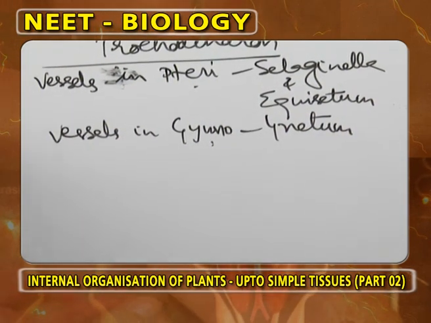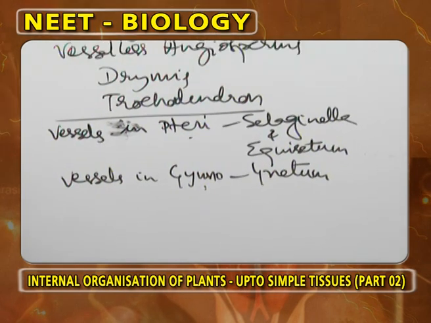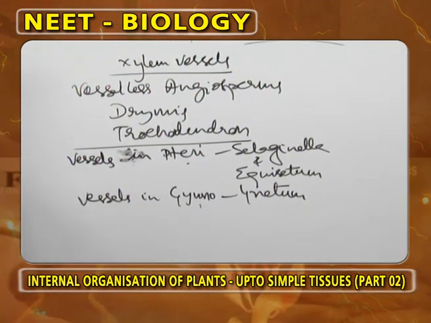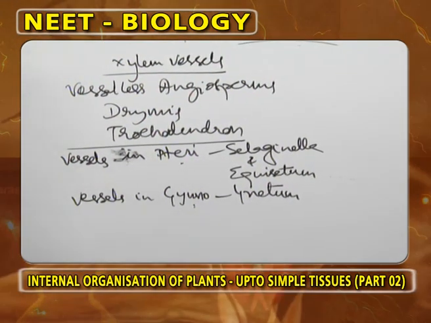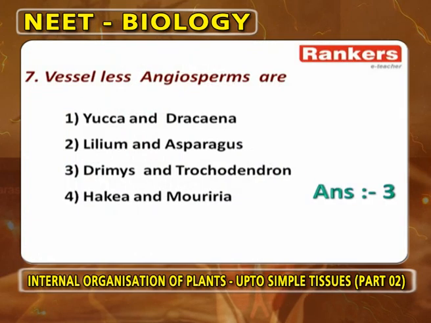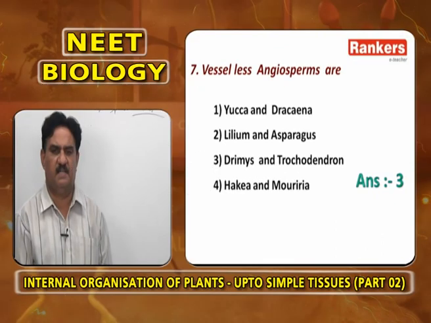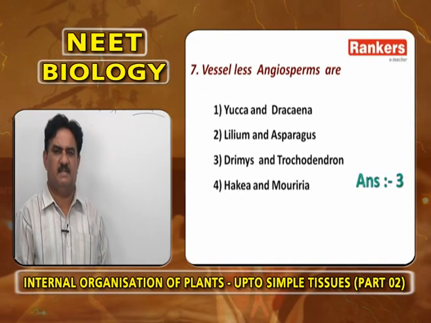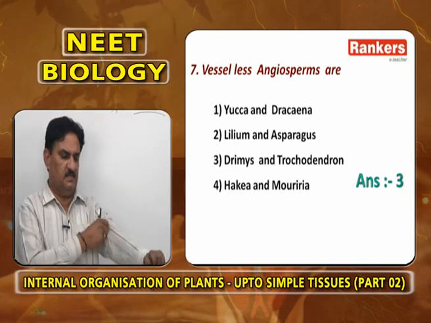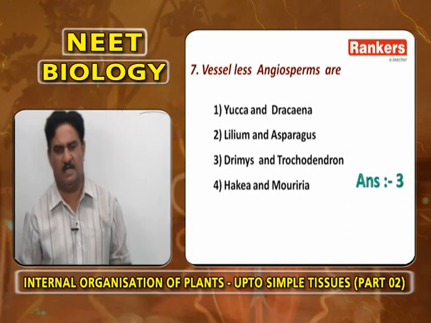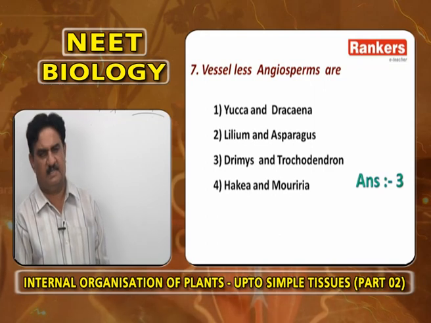So vessels must be present in angiosperms, as it is an advanced character found only in angiosperms, but there are some angiosperms without xylem vessels, Drimys and Trochodendron. Vessels must be absent in pteridophytes, but there are some pteridophytes with xylem vessels, Selaginella and Equisetum. Vessels are normally absent in gymnosperms, but there is one gymnosperm with xylem vessels, that is Gnetum. So vesselless angiosperms are Drimys and Trochodendron. Answer is 3.